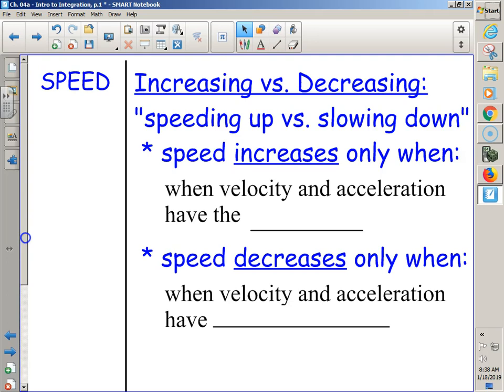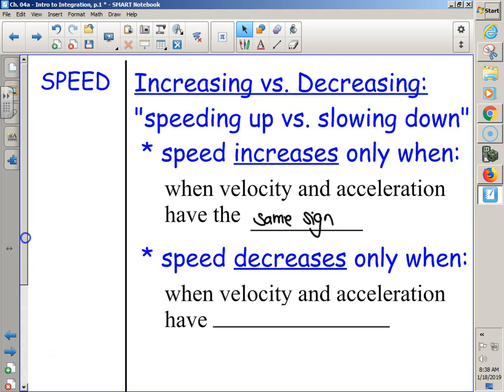The long story short is you're always going to be speeding up, aka your speed is always going to be increasing, when velocity and acceleration have the same sign. You're always going to be speeding up. Speed is always going to be increasing when velocity and acceleration have the same sign.